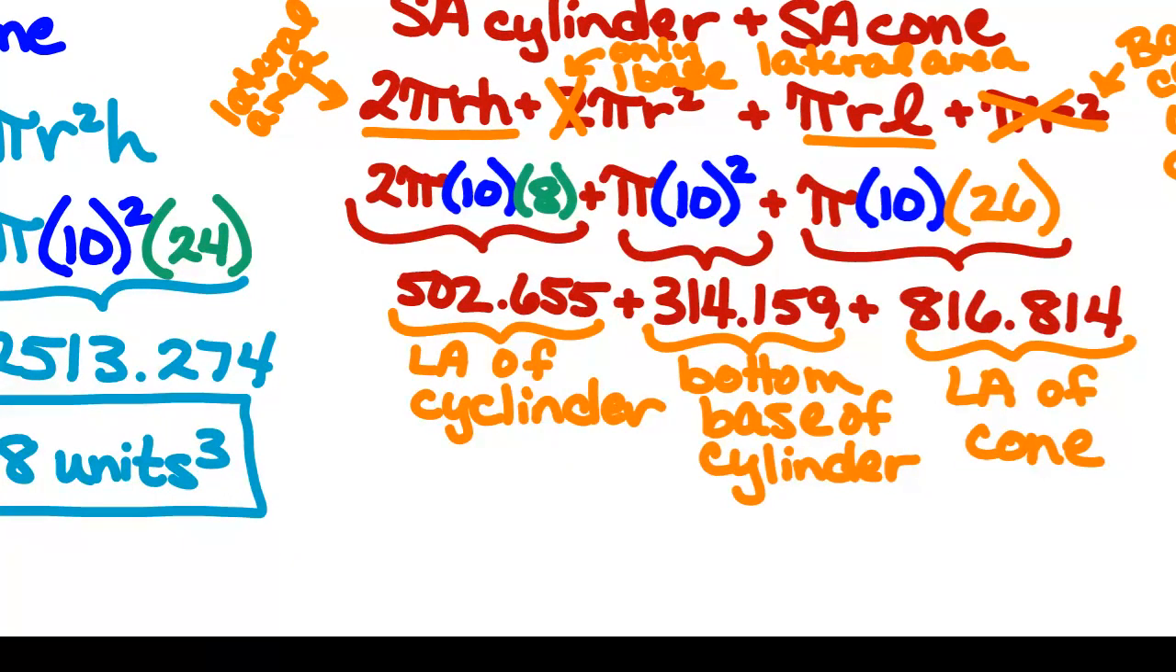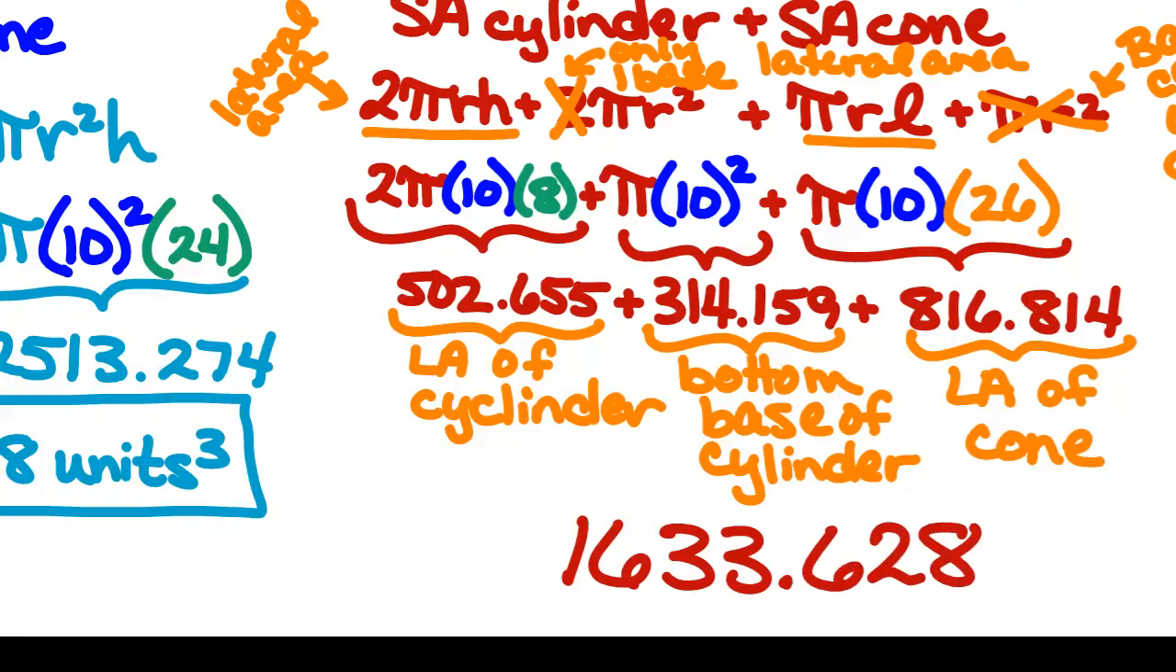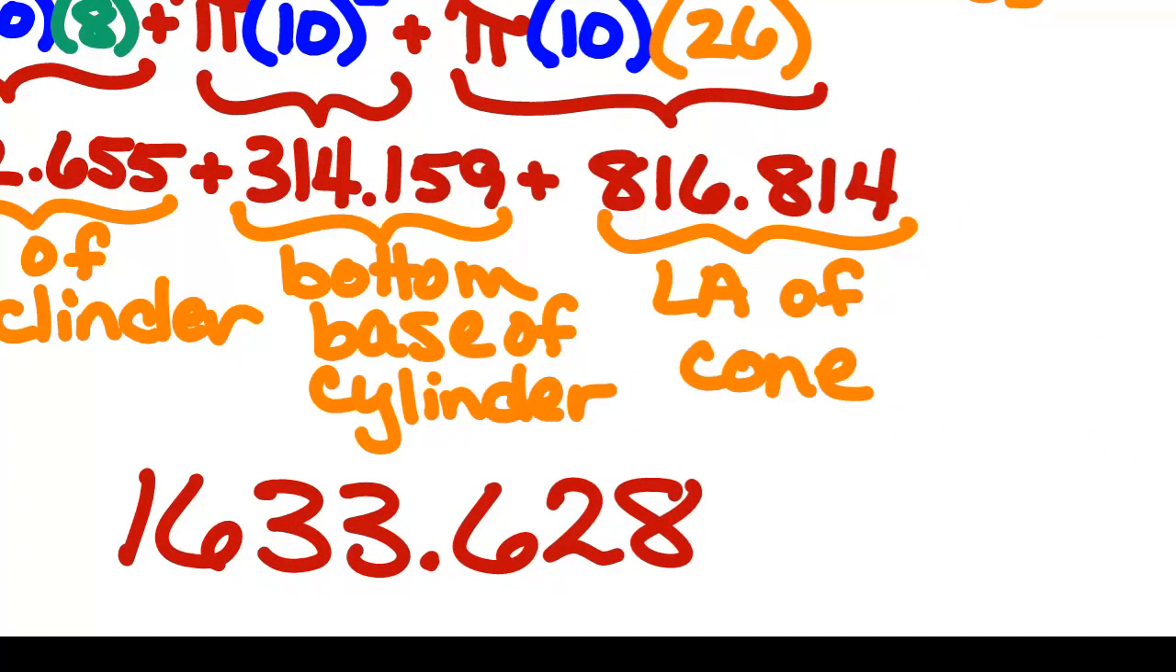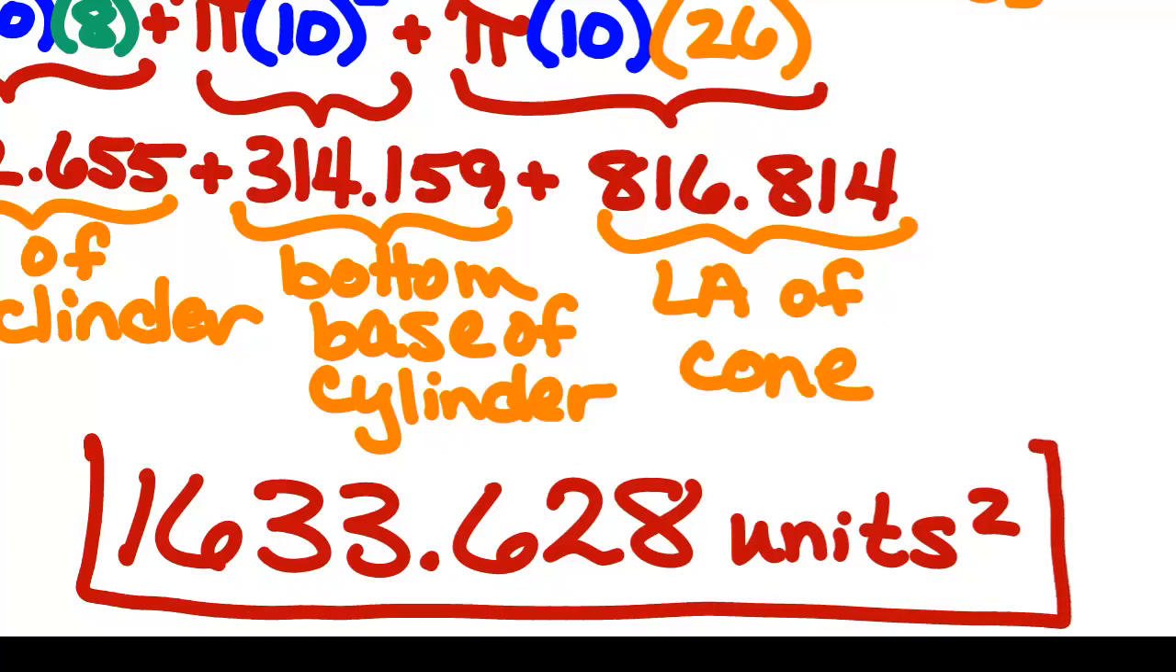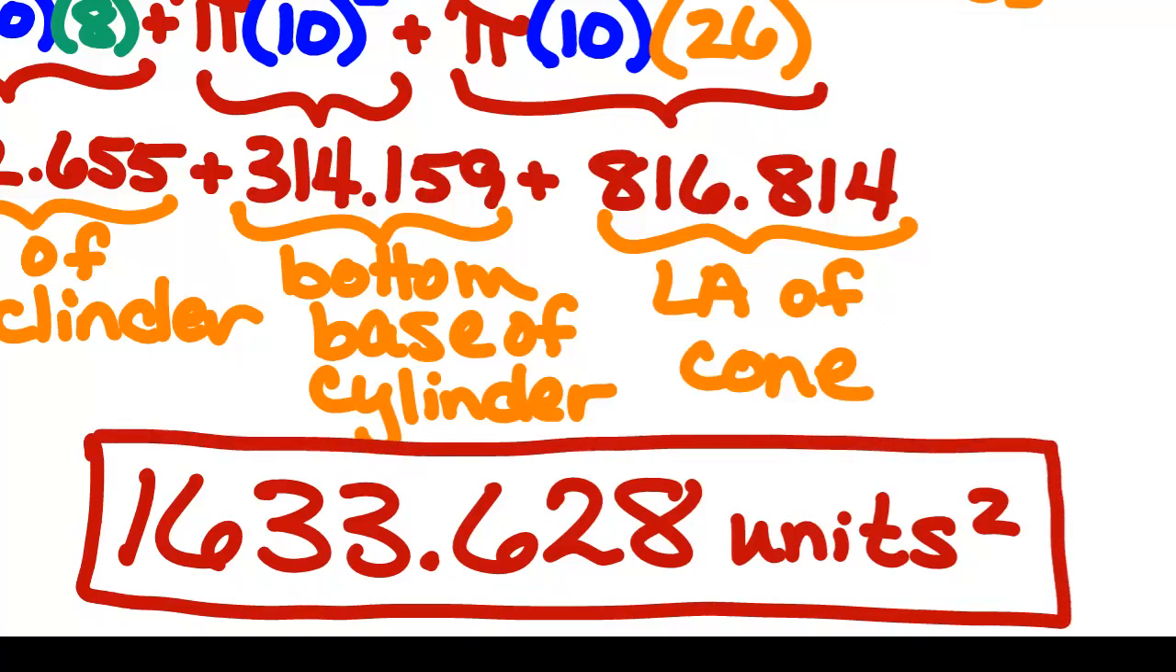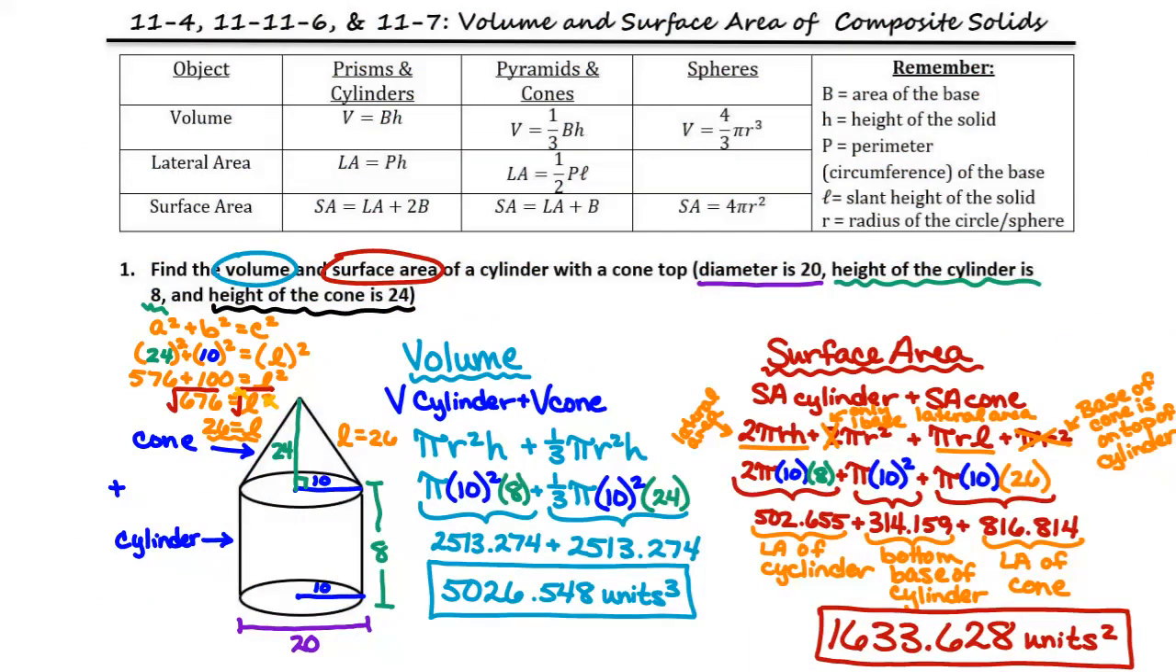What is the total surface area for this object? 1633.628 units squared. Nicely done. Very nicely done.